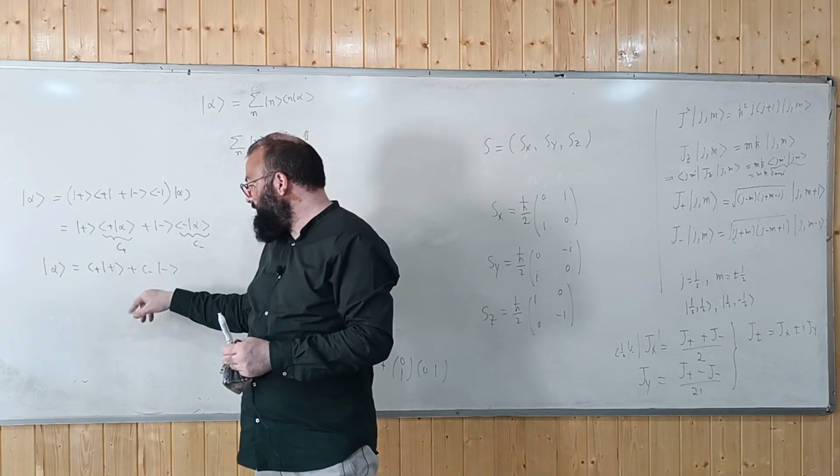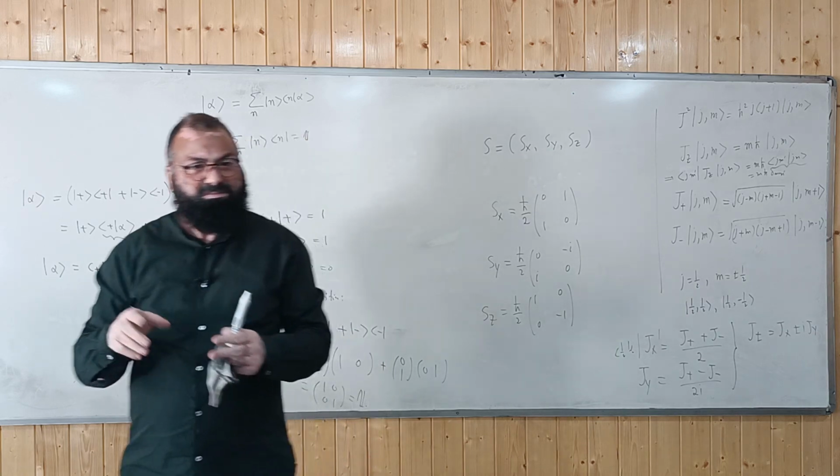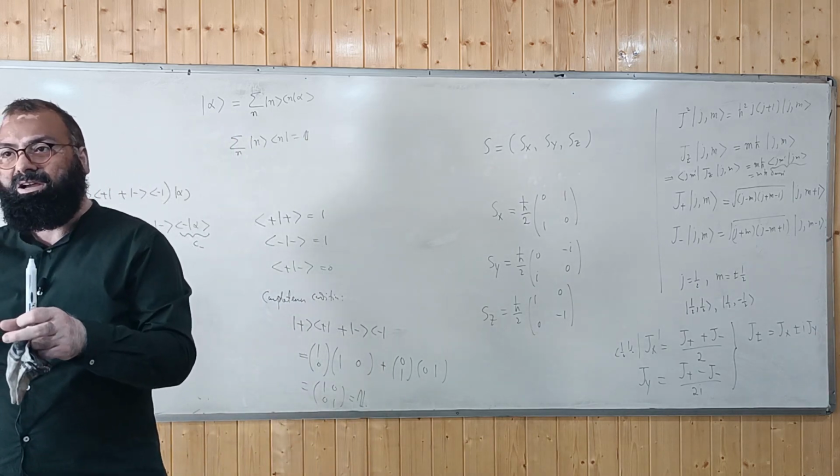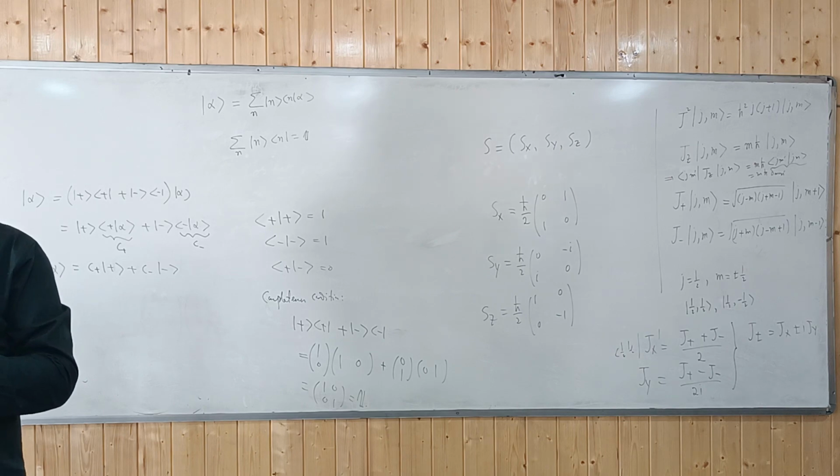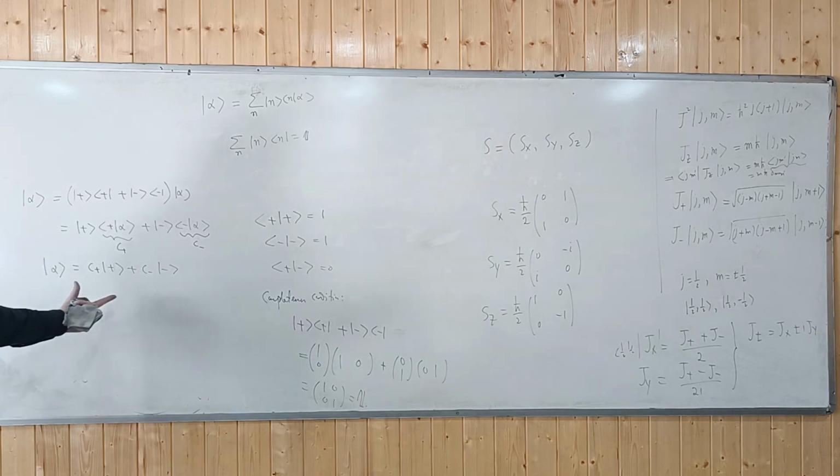Now let's say you have an electron. Clear? Forget about the spatial components of the wave function, so you have only its spin degree of freedom. How do you write it? You write it as a linear superposition of up and down spin states. That's exactly this.